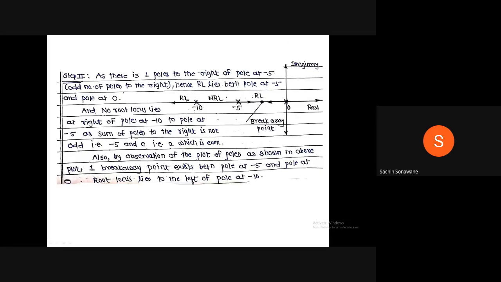Now go to 0. Towards the right side of 0, the number of poles and zeros is 0. Therefore, here no root locus region towards the right side of 0. Now go to minus 5. Towards the right side of minus 5, the number of poles and zeros is 1. Therefore, between minus 5 and 0, root locus region exists. Go to minus 10. Towards the right side of minus 10, the number of poles and zeros is 2, which is an even number. Therefore, between minus 10 and minus 5, no root locus region. And towards the left side of minus 10 up to minus infinity, root locus region exists. Therefore, this is the location of root locus region and no root locus region. Step 2.